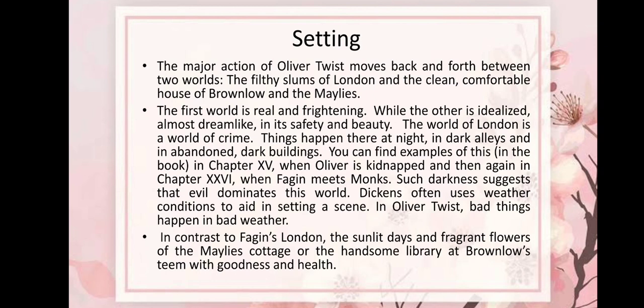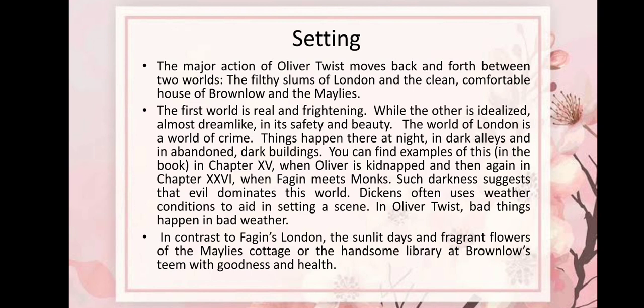Now, when we talk of the setting of the novel, the main action of Oliver Twist moves back and forth between the two worlds, the filthy slum world of London and also the clean, comfortable house of Mr. Brownlow and Maylies. Now, the first world is unpleasant, it is real, but is frightening, while the other is idealized, it is romanticized, almost dreamlike in its safety, security, and beauty.